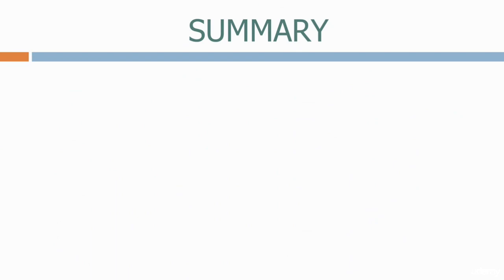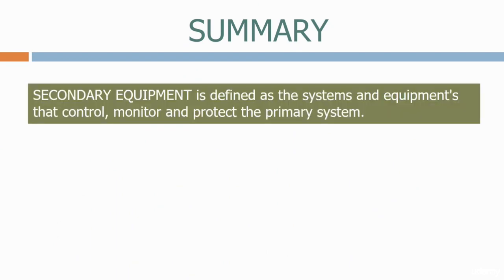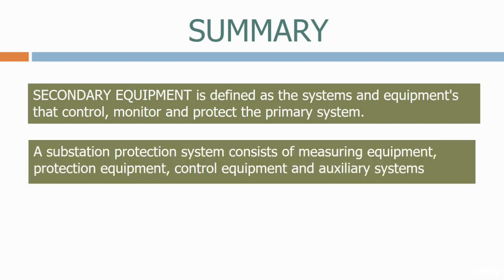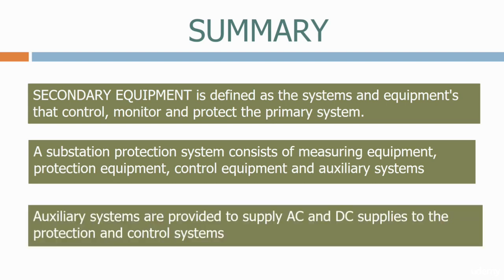Let's summarise what we've learned today. Secondary equipment is defined as the systems and equipment that control, monitor, and protect the primary system. A substation protection system consists of measuring equipment, protection equipment, control equipment, and auxiliary systems. Auxiliary systems are provided to supply AC and DC supplies to the protection and control systems.